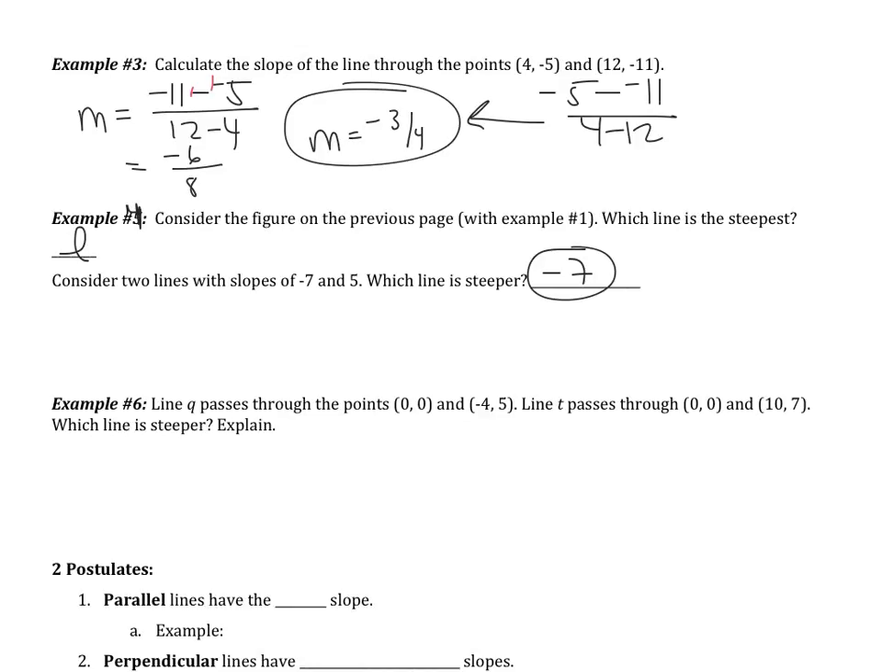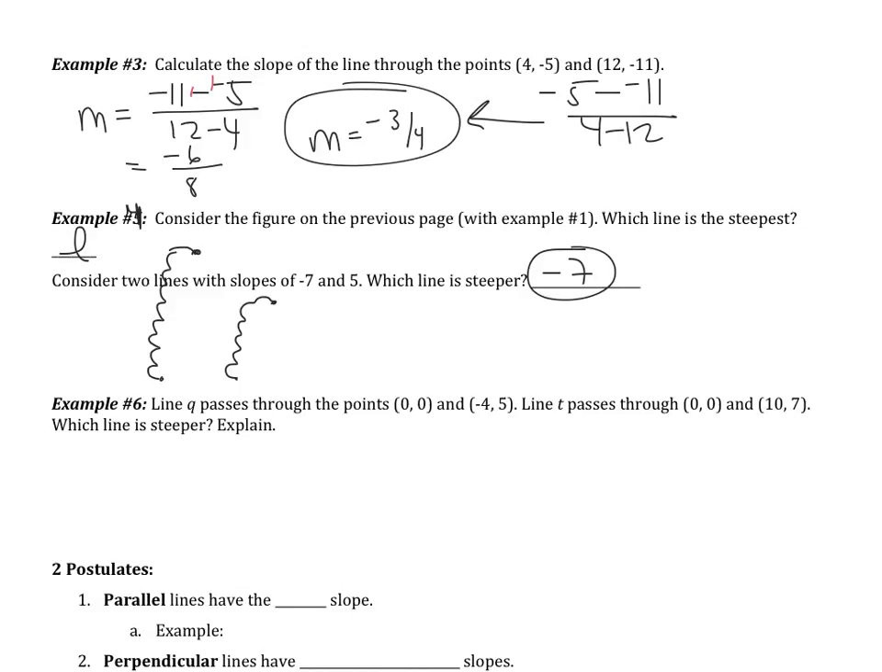So a slope of -7 means I'm rising 7 and then taking one step over. So if I'm starting at this point, I'm going to rise 1, 2, 3, 4, 5, 6, 7, and then go over 1. If I have a slope of 5, I'm rising 1, 2, 3, 4, 5, going over 1. So steeper means I'm going to rise faster. So that's the slope of -7.